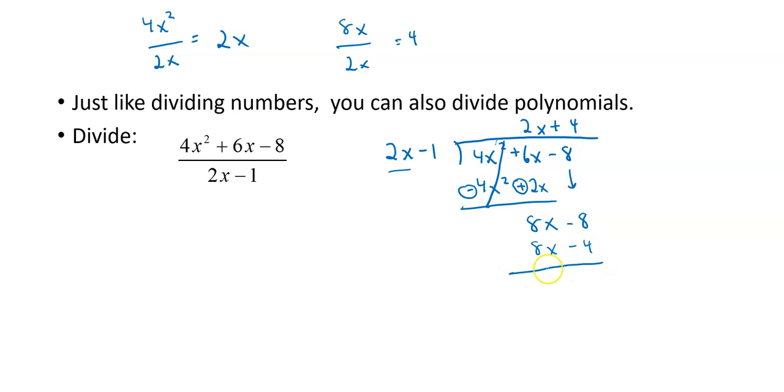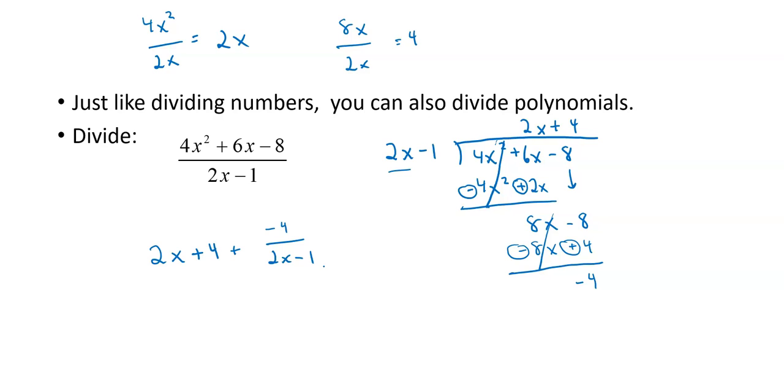Now remember, we're subtracting this row from the top. So change the sign. Change the sign. 8x minus 8x goes away. Positive 4, negative 8. I get a negative 4. So the answer is 2x plus 4. And then I can write my remainder as negative 4 over 2x minus 1.